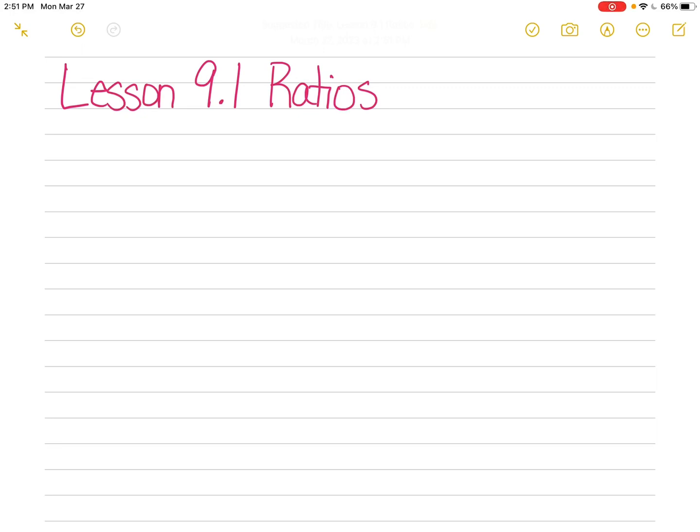Hello students, today we are doing lesson 9.1 on ratios, and this is a pretty quick lesson because this is just an intro and very easy to follow along and understand what a ratio is. So a ratio is a comparison of one number to another.